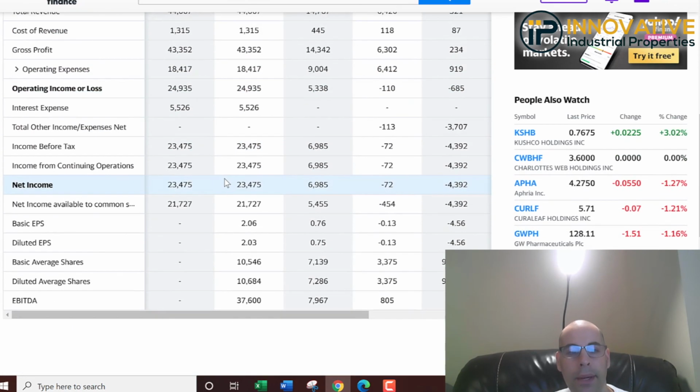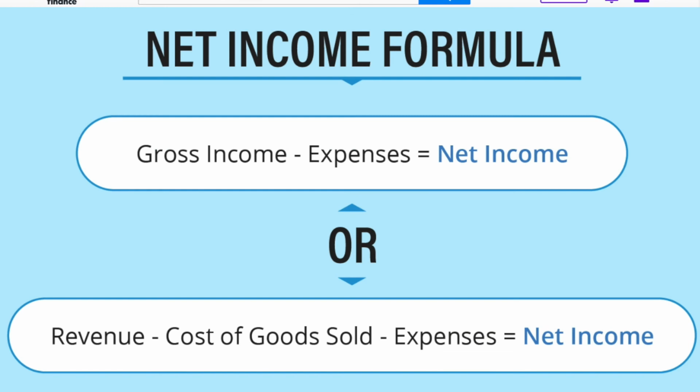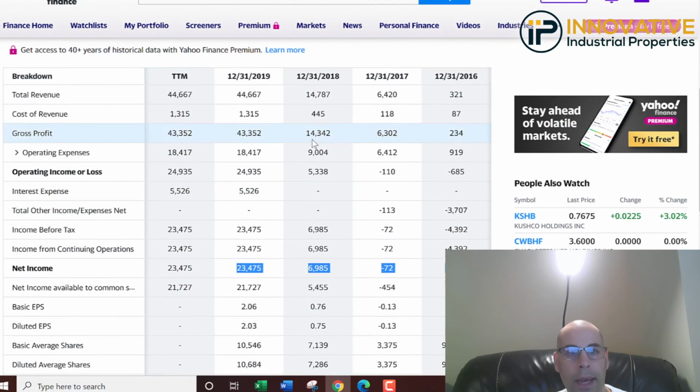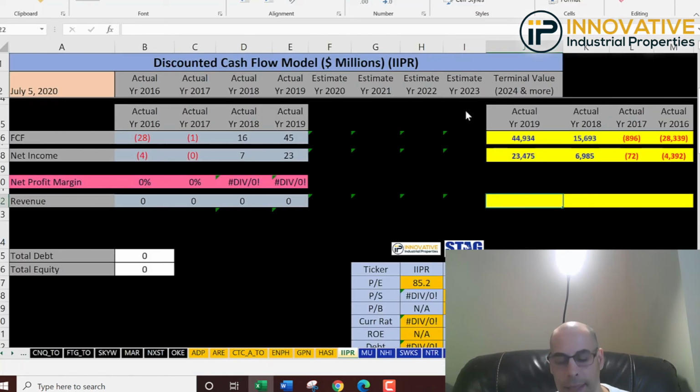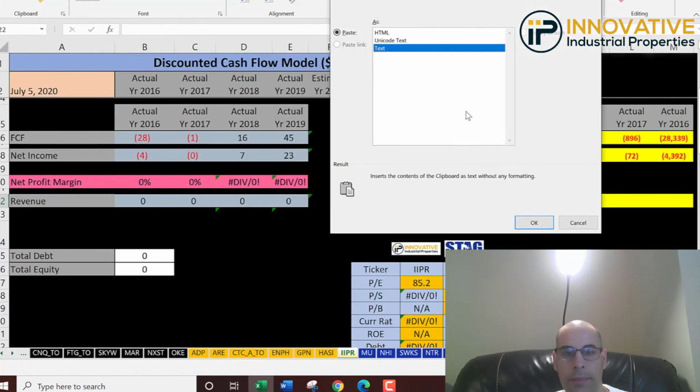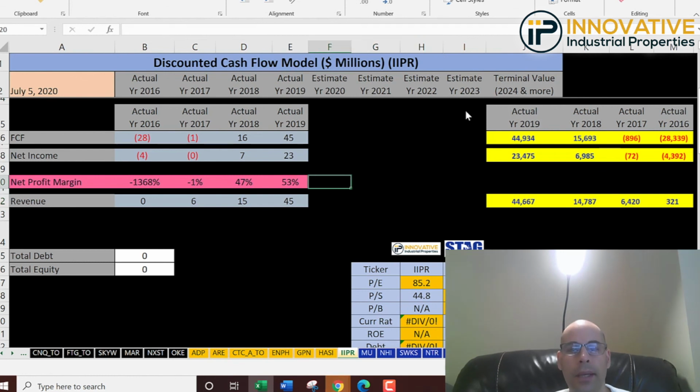Let's look at their income statement to figure out their net income. That's their profit and loss. And we'll put that into the model. And now we're going to pull their revenue, which are the sales. And in this case, it's the rent and lease payments. So the numbers I input are here, the free cash flow, net income, and revenue.